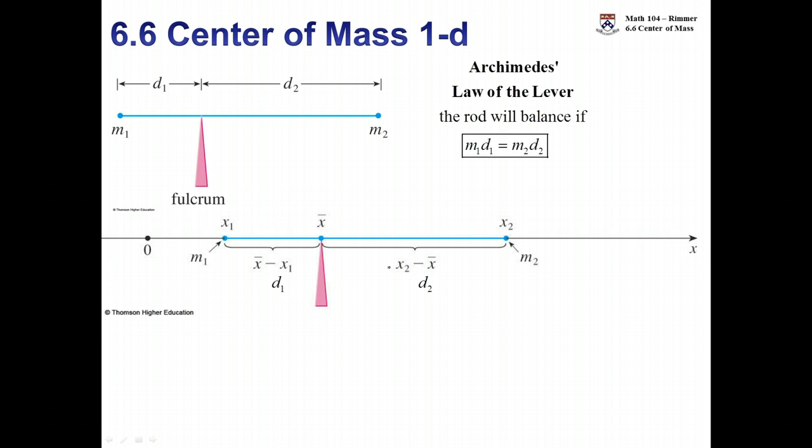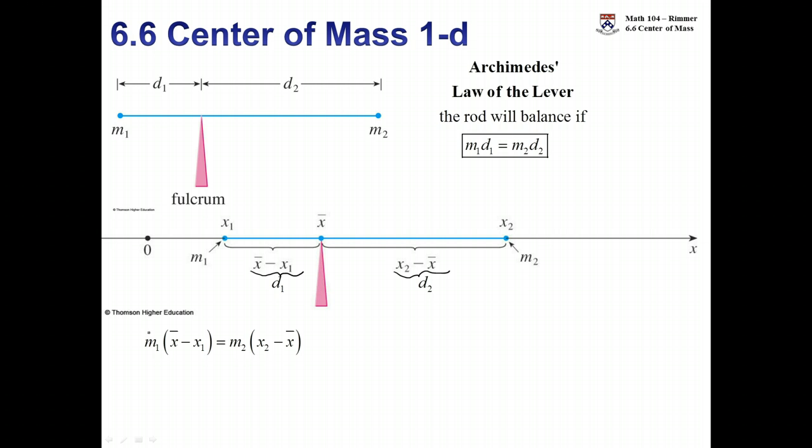Alright, great. Well, from above, from Archimedes, we understand that if we multiply our mass times our distance, it should be the same on both sides. So mass 1 times d1 should be equal to mass 2 times d2 in order to get the balance, where we replace d1 by x bar minus x1 and d2 by x2 minus x bar.